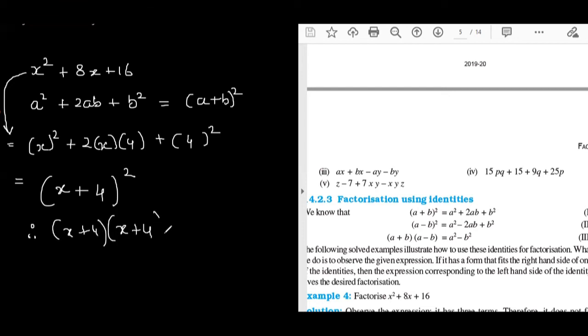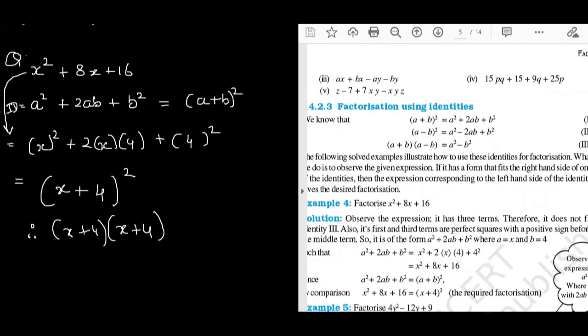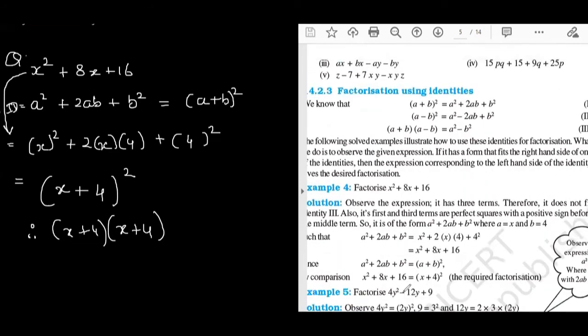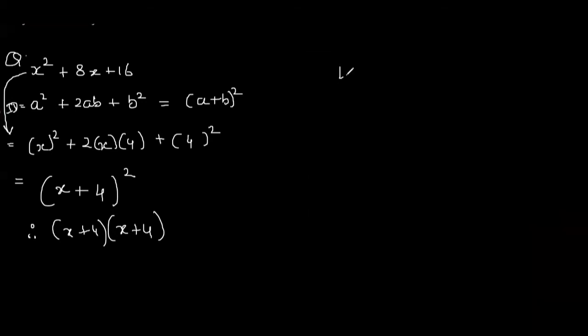X plus 4. What does this mean? It means if I divide this thing by x plus 4, I will get the remainder as 0. You understand how to do factorization using identity? Quickly copy and I'll give you the next question. The next question is 4y square minus 12y plus 9. Do it right now. 4y square minus 12y plus 9. Okay. Do it now.